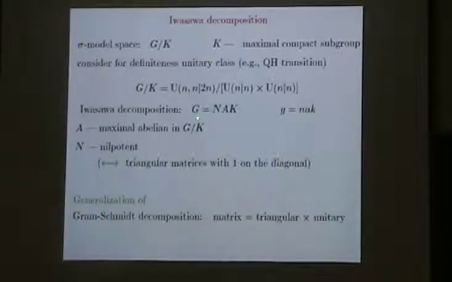The Iwasawa decomposition decomposes the group G into a product with K, which is what we want to divide out, A, which is a maximal abelian subgroup in G over K, and the rest, which is nilpotent and represented by triangular matrices with ones on the diagonal. It is in fact a generalization of what is known as the Gram-Schmidt decomposition, representing a matrix as triangular times unitary. So N corresponds to triangular, K to unitary, and A is what is there.